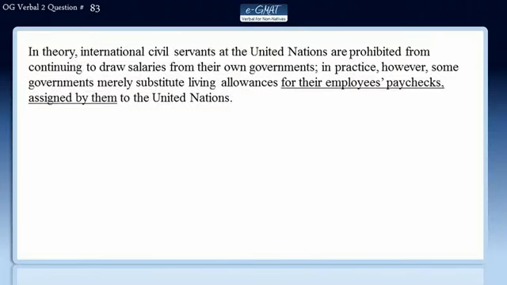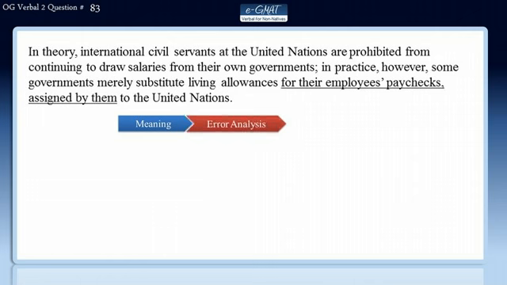We will solve question number 83 of OG Verbal Second Edition by using e-GMAT 3-step process. In the first step, we will understand the meaning of the sentence. In the second, we will evaluate the errors in the sentence. And finally, we will review all the answer choices to get to the correct answer.